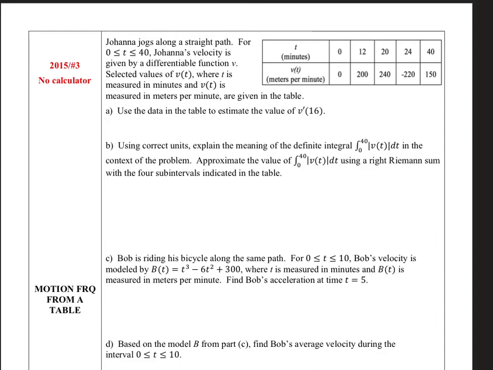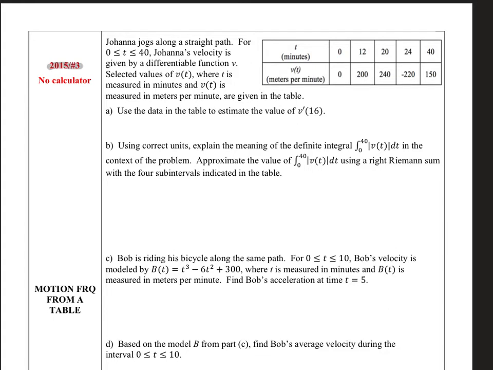Our second example here is what a motion problem would look like with a table. It's from the 2015 exam. It's question number 3. There is no calculator allowed on this one. And what I have to work with is a table of velocity values. So Joanna is jogging, and her velocity at certain times is given in this table.